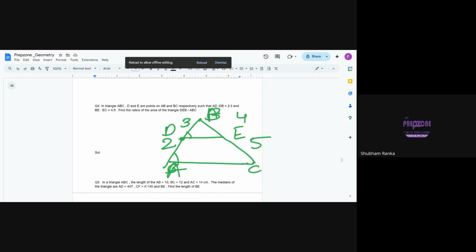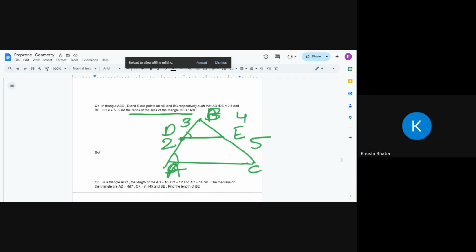Is it known? Not known. So no similarity, no basic proportionality, no midpoint. Then what else can you use? So it also depends on what is being asked. Here you are being asked the area of a triangle.